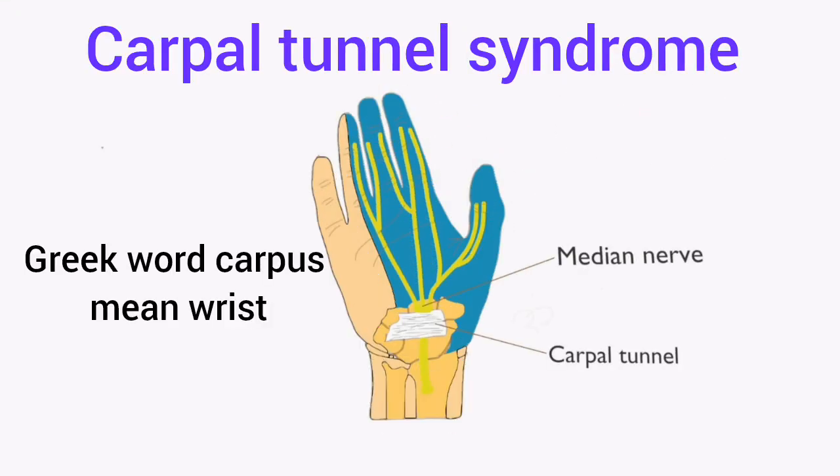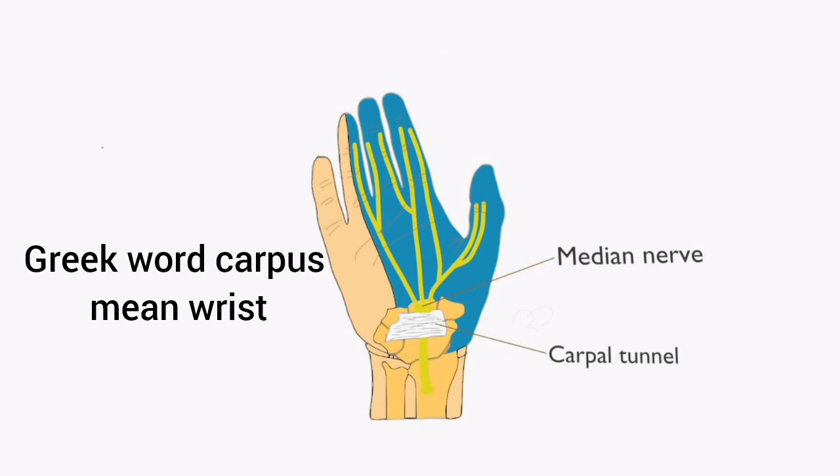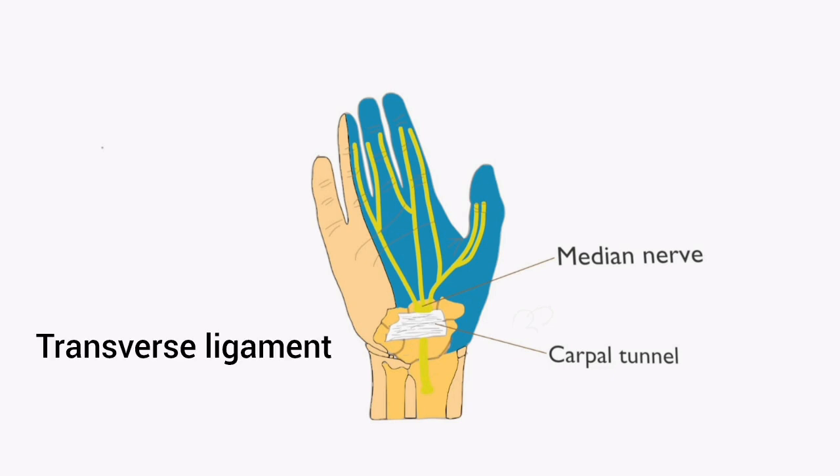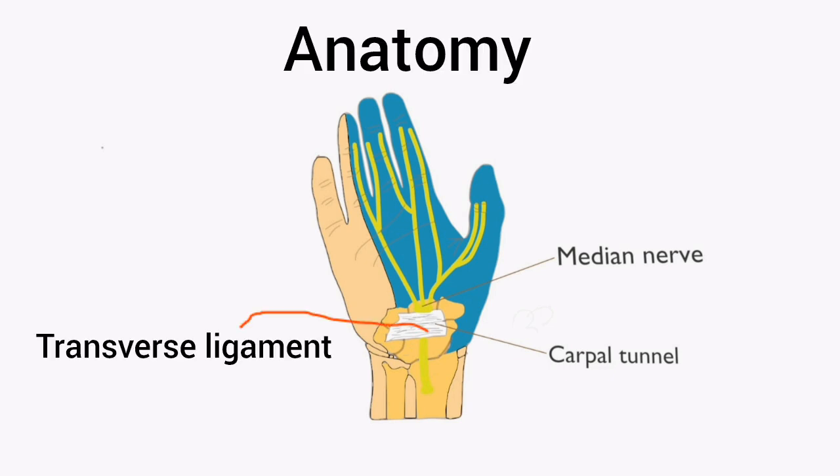Let's commence the video. So the word carpal is derived from the Greek word carpus, which means wrist. It is caused by compression of the median nerve. Let's have a look at the anatomy of the carpal tunnel.